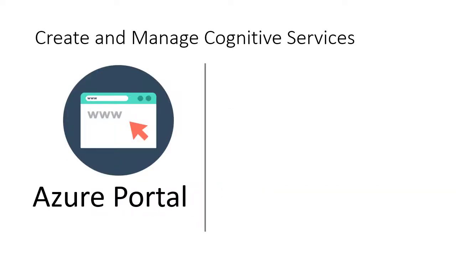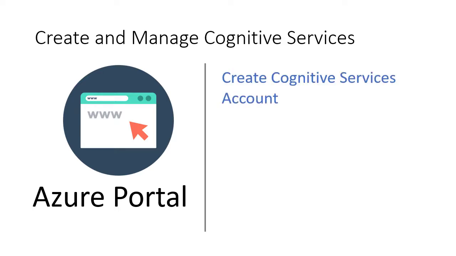In terms of creating and managing cognitive services, one method you have available is using the Azure Portal. You have different options to create your cognitive service. You can create a cognitive service account and access multiple Azure cognitive services with a single key and endpoint, or you can create individual service endpoints for each service you need to use and access each service with a unique key and a given endpoint.